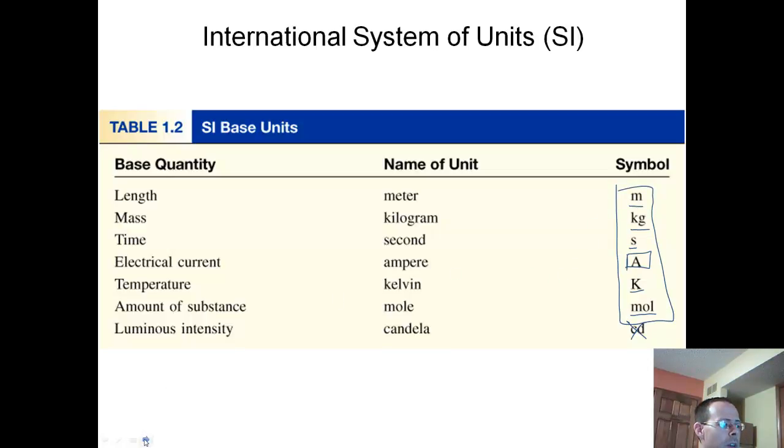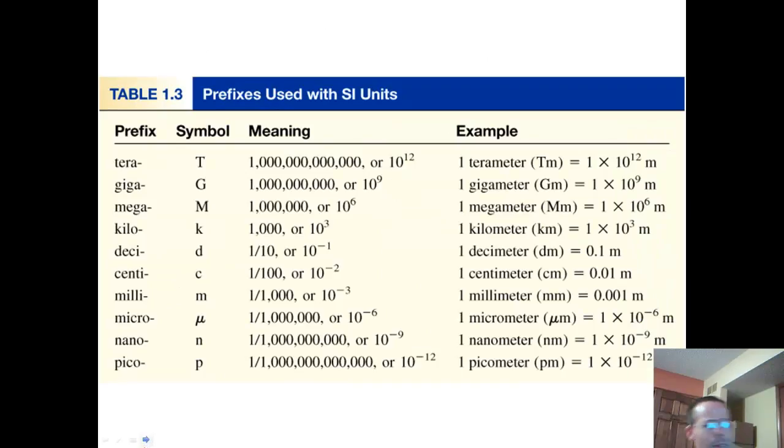And these are just base units. Metric system only has 7 ways to measure things. And then everything else is a combination of these 7 base units. And from these base units we can make numbers bigger, make numbers smaller.